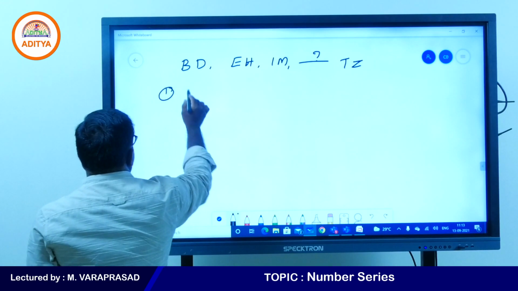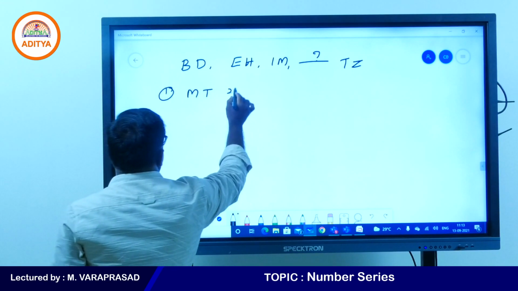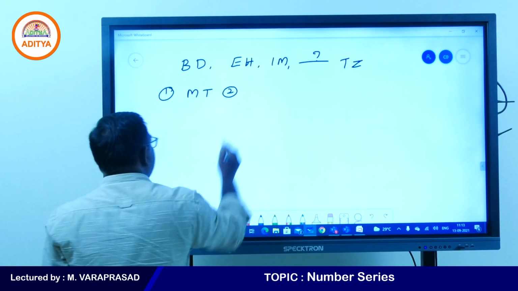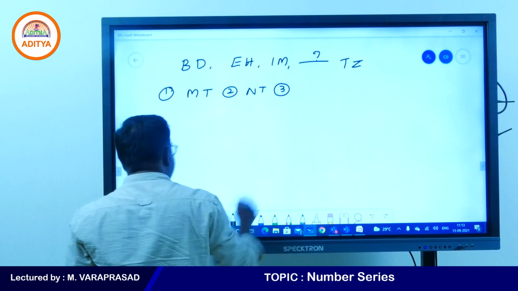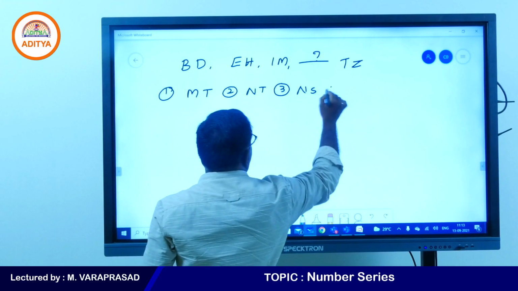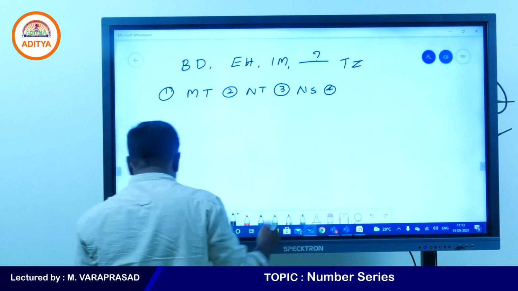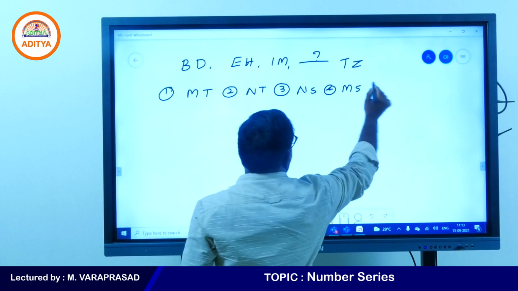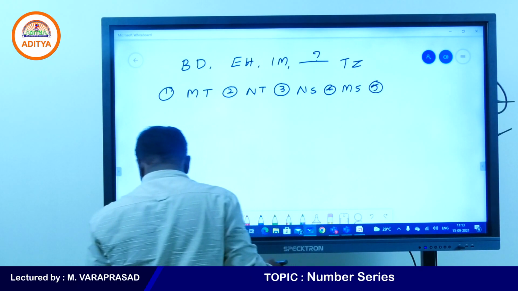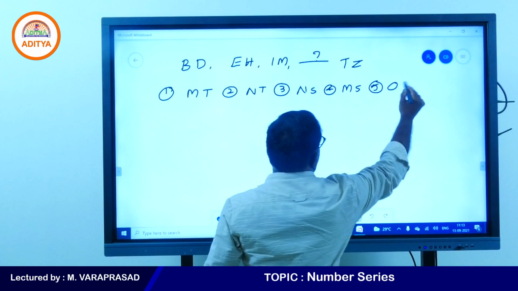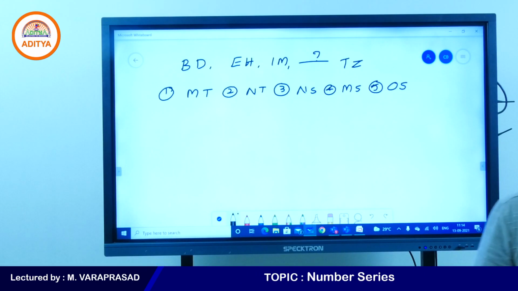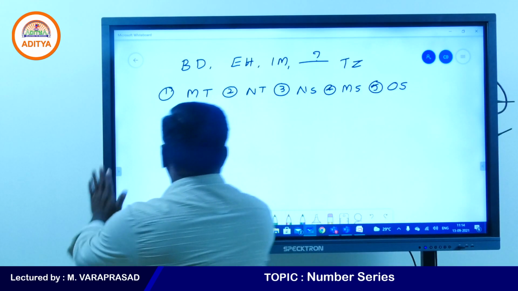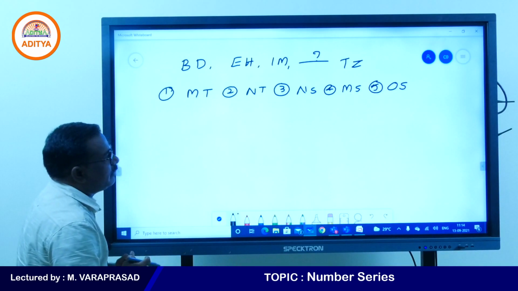MT is the first option, the second option is NT, the third option is NS, the fourth option is MS, and the fifth option is OS. What is the answer here? My students, the pattern should be in a proper manner. BD, EH, IM, TZ.